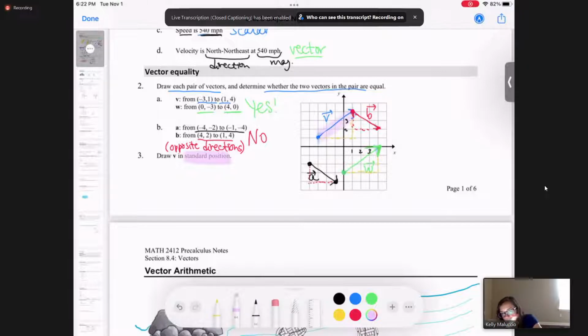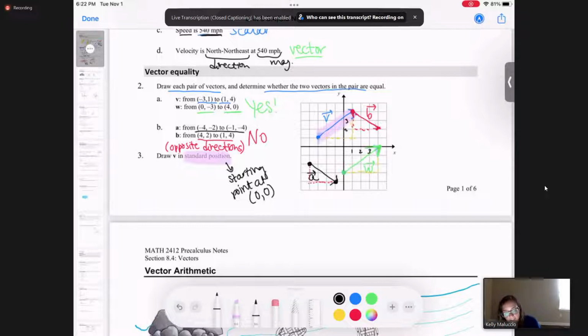So V is here. Standard position means the starting point is at the origin, so it's at 0, 0. No matter where they are, we could take A, B, D, or W, we can just literally pretend it's like your pencil. We aren't changing the size or anything, we are just shifting it to wherever the origin is. If it's right, left, up, or down, it doesn't matter. We're just going to shift it.